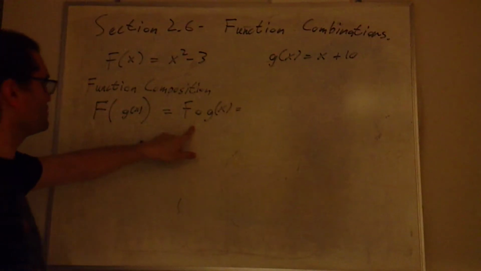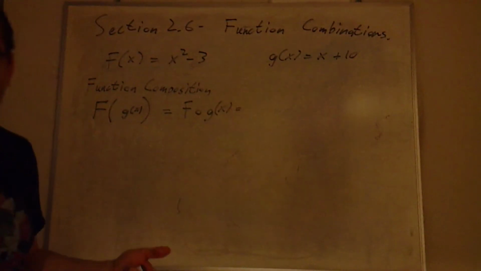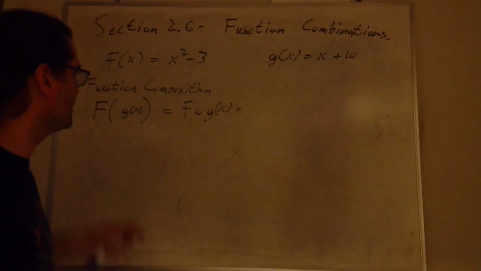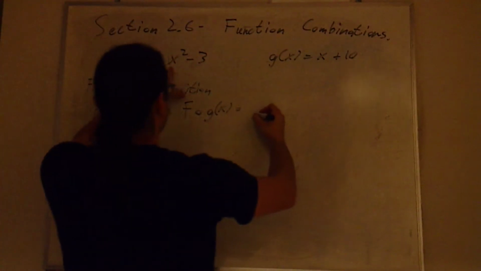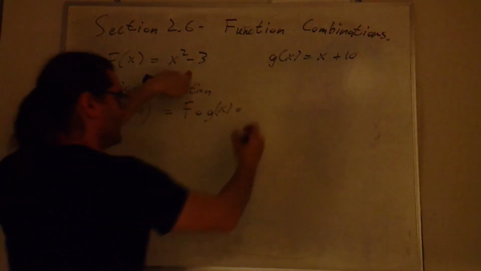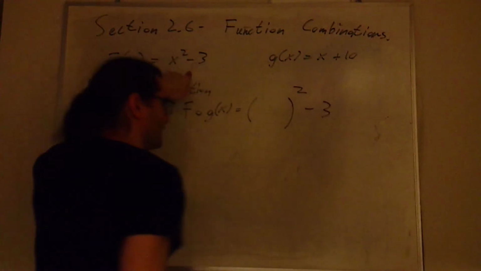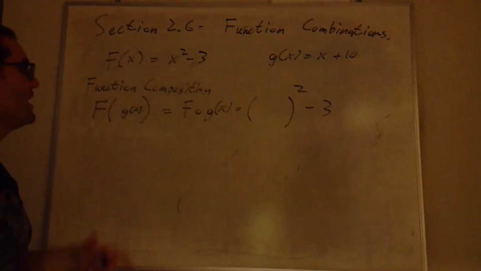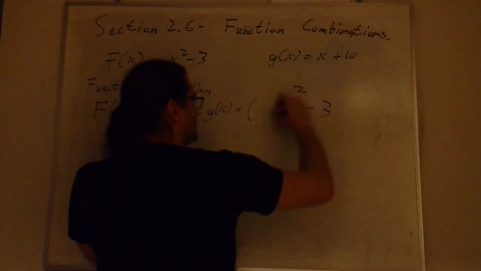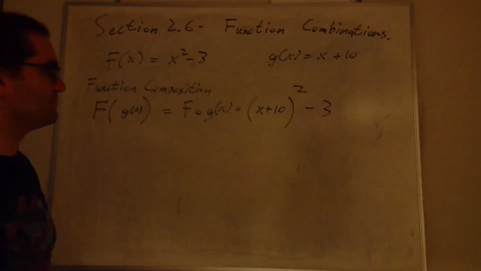And this is what happens when we take f. This is sort of just like in section 2.1 when we were plugging different weird things into functions. We take f. Here's what f does. f squares something and subtracts 3. So I'm going to square something and subtract 3. This is f. Inside of f, I'm going to put g. g is x plus 10. This is f of g of x.